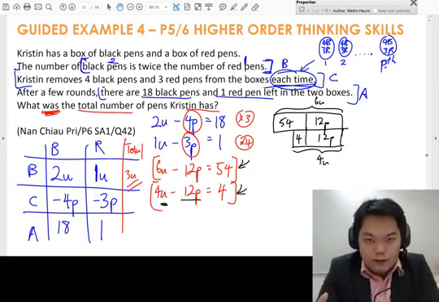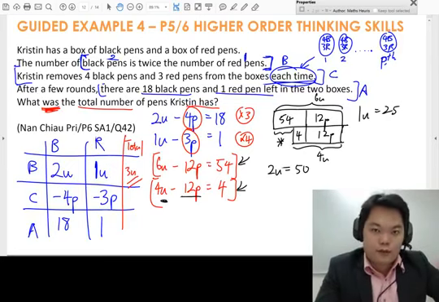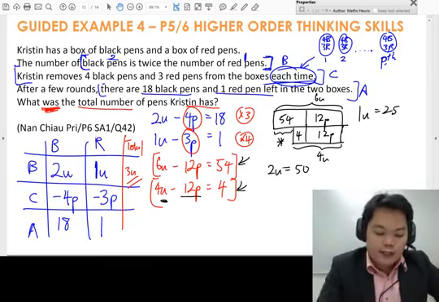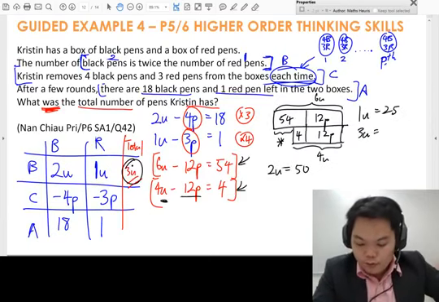So knowing this, one unit will be 25, because 50 divided by 2 will give you 25. And then the objective is the 3 units. The 3 units will be 3 copies of 25 to give you 75.